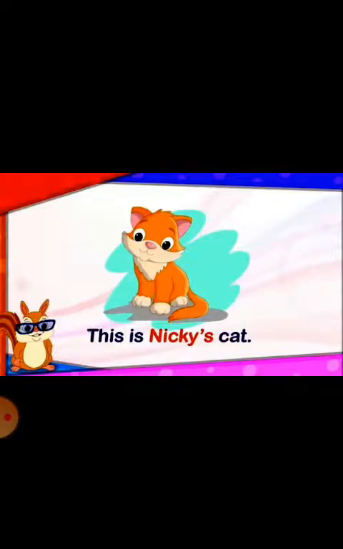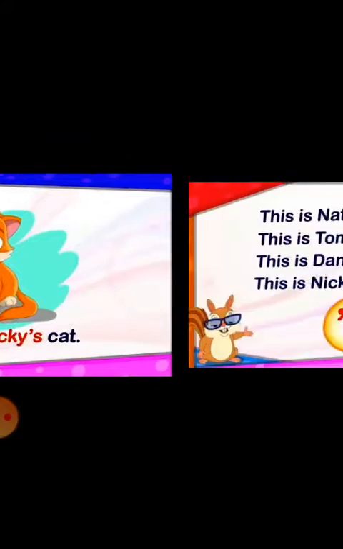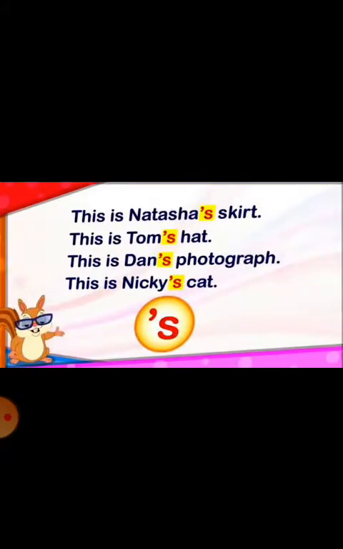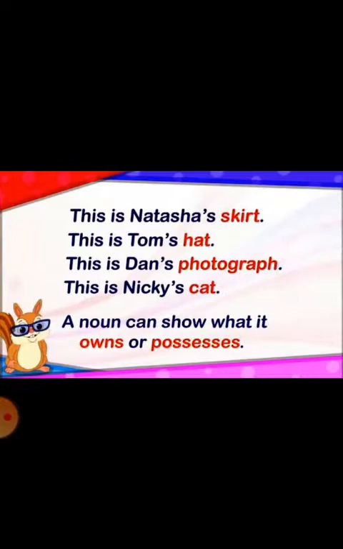So, he uses apostrophe S as a special sign to talk about these things. It is called an apostrophe S. You know, a noun can show what it owns or possesses. As you can see in the above examples, Natasha's, Tom's, Dan's, Nikki's. Okay?